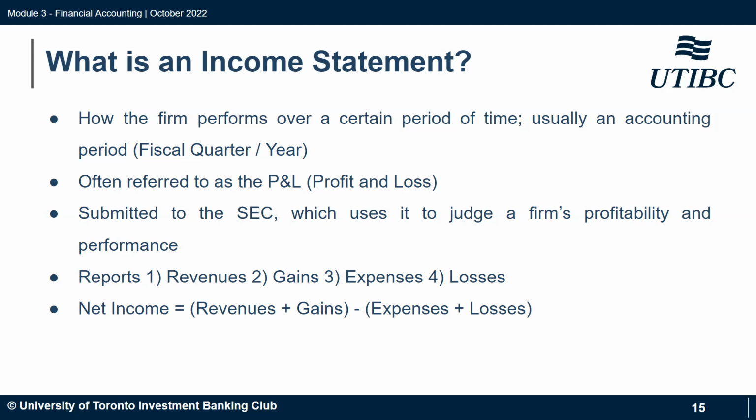The income statement reports four main figures. These are the firm's revenue, expenses, gains, and losses. And with these four numbers, investors often summarize the results of the income statement with a single figure, which is net income. And this is calculated with the following equation, which can be interpreted as the sum of the revenues and gains minus its expenses and losses combined.